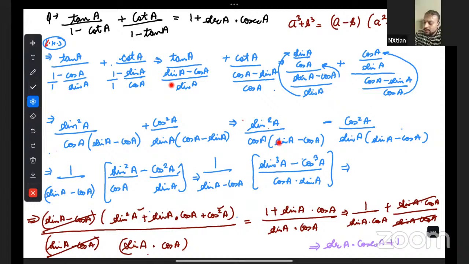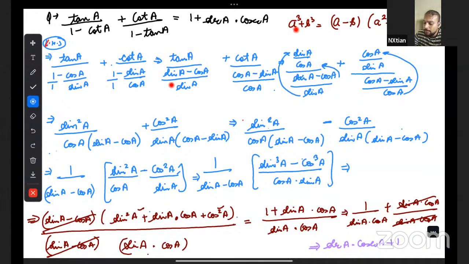Okay. Now what I did, 1 upon sine a minus cos a, I take out as common, like here. Now sine square a minus cos square a. Now I can multiply it. So sine a will multiply with sine square a, making sine cube a, and cos a will multiply with cos square a, will become cos cube a. Understood? And the denominator will become cos a dot sine a. Now a cube minus b cube.